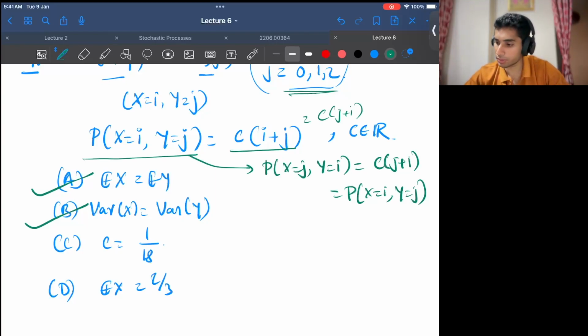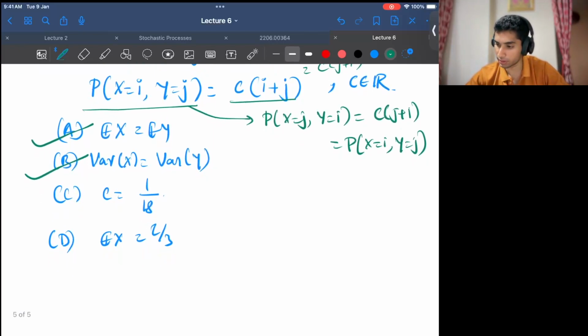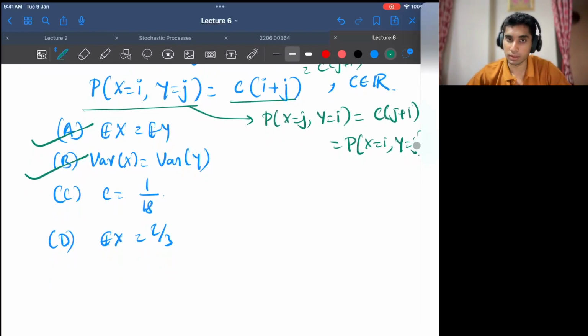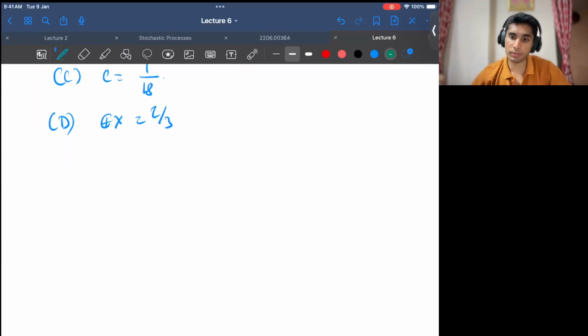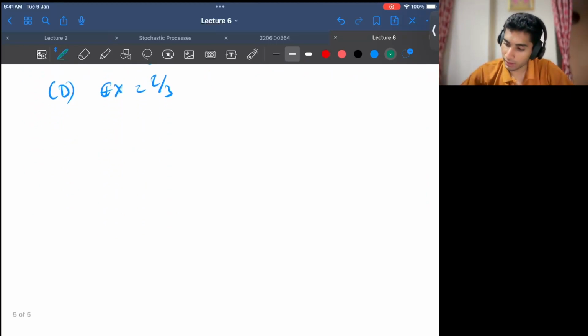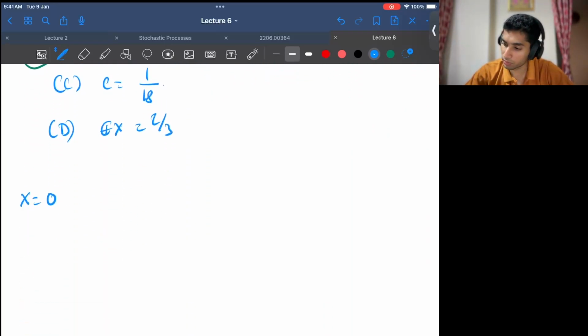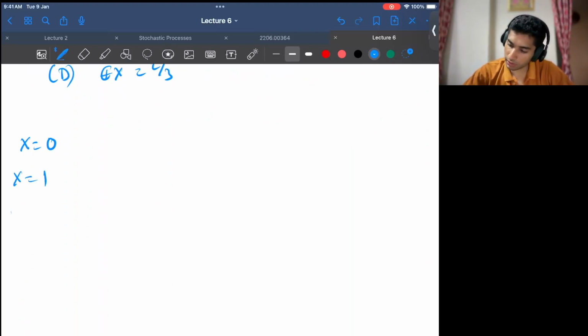Okay, so what about the other options, like C is equal to 1 by 8? Whenever you have discrete random variables, you just create a table. What are the possible values that x can take? Let me use the blue color. It is given to us: x can take 0, 1, or 2, and y equals 0, 1, or 2.